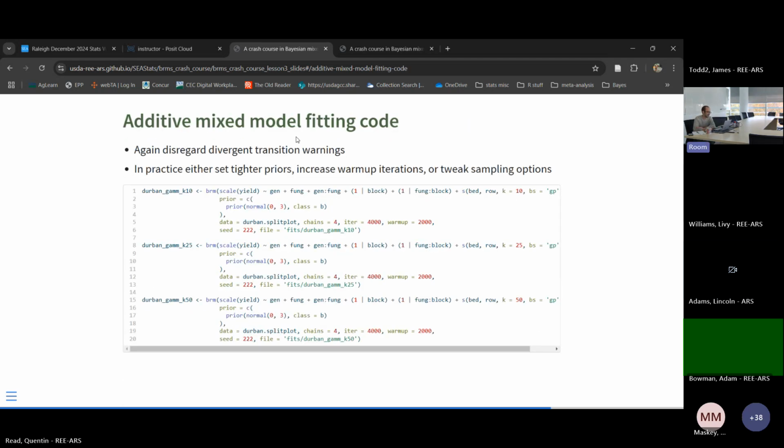And again, I got some sampling warnings when I fit these models. The way you would deal with that in practice is by tweaking the priors and adding iterations. But I did not want to get into that for this lesson. So we're just going to ignore those for now. But I'm happy to discuss that more later on.